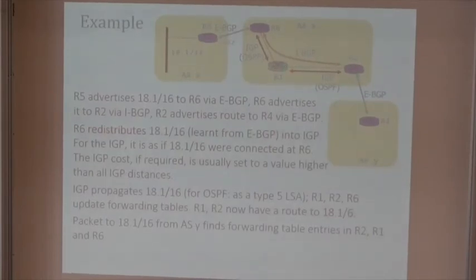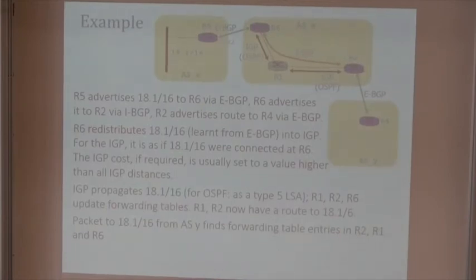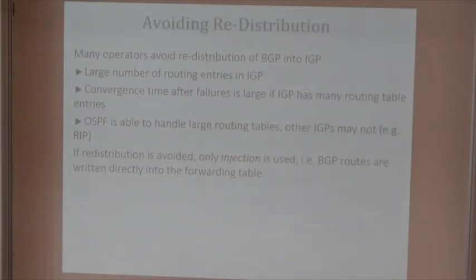Now R2, observe that R2 has two mechanisms to put into the routing table this route, one that comes from BGP because it knows about it from BGP, and another one which is learned from OSPF here. This is a classical method that is used by some, but many network managers prefer not to use it. There's a number of good and bad reasons.